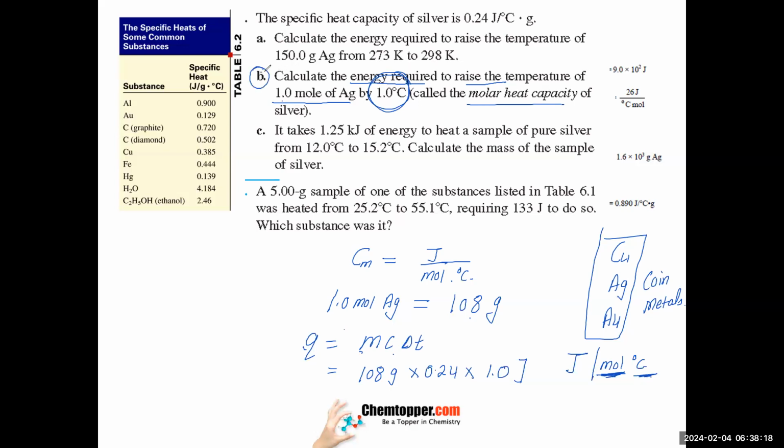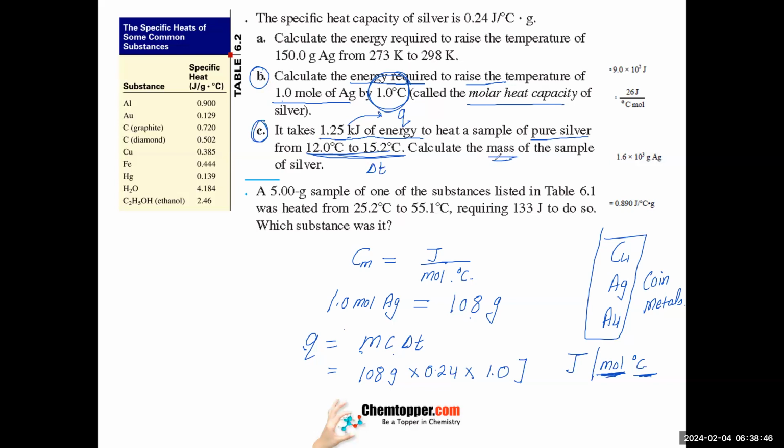Any doubt in the B part? No? Ready for C? It takes 1.25 kilojoules of energy. So Q is given. This is Q in kilojoules. Pure silver, delta T is given. Oh, so simple question, right?